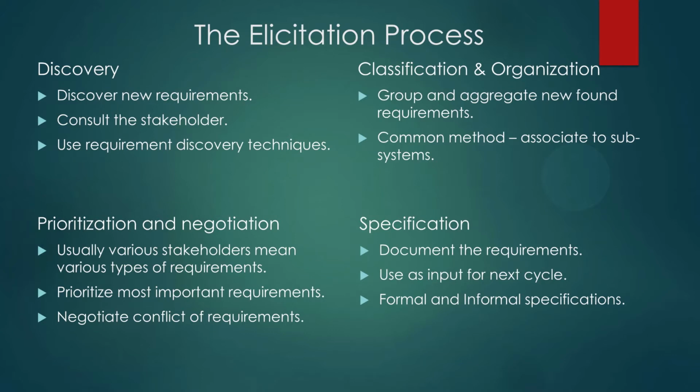So firstly, we have requirements discovery. It is the process of interacting with stakeholders of the system to discover the requirements. Domain requirements from stakeholders and documentation are also discovered during this activity. Next, we have requirements classification and organization. This activity takes the unstructured collection of requirements, groups related requirements, and organizes them into coherent clusters. A common way is to associate them to subsystems.